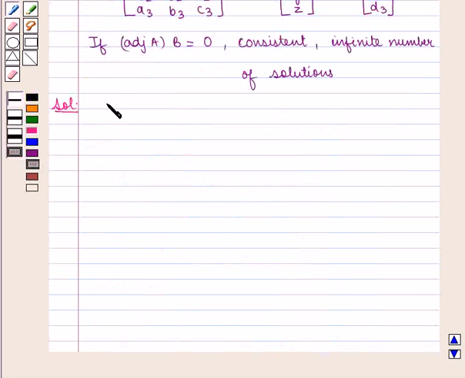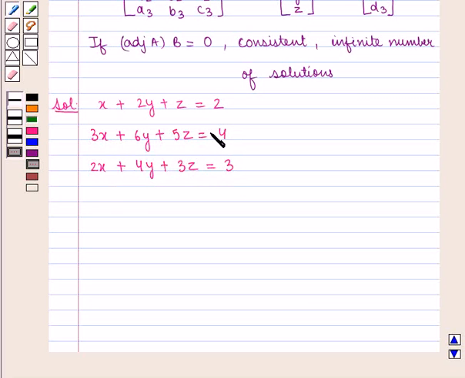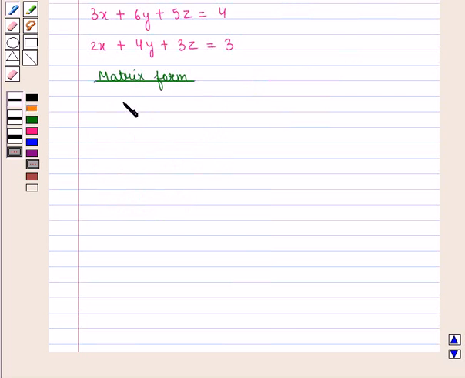We are given the following system of equations, that is x + 2y + z = 2, 3x + 6y + 5z = 4, 2x + 4y + 3z = 3. The given system can be written in the matrix form as AX = B, where A is the 3x3 matrix containing elements 1, 3, 2, 2, 6, 4, 1, 5, 3, X is the 3x1 matrix containing elements x, y, z, and B is the 3x1 matrix containing elements 2, 4, 3.